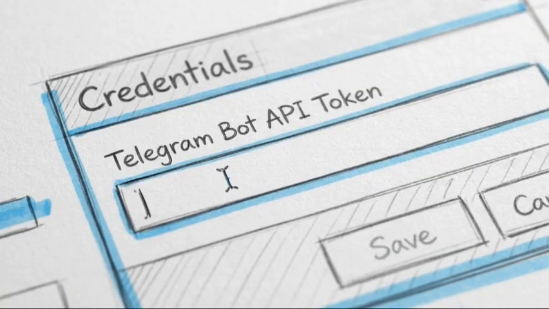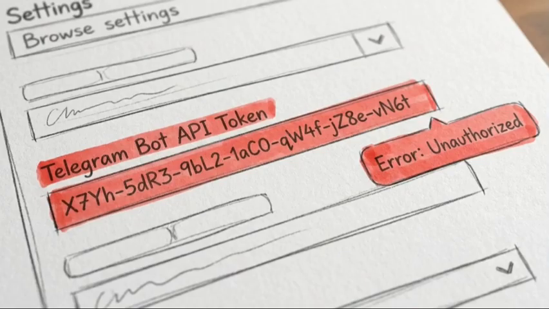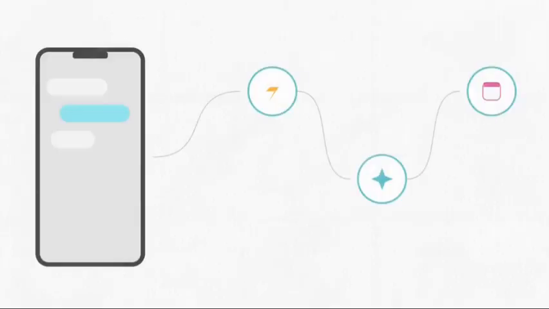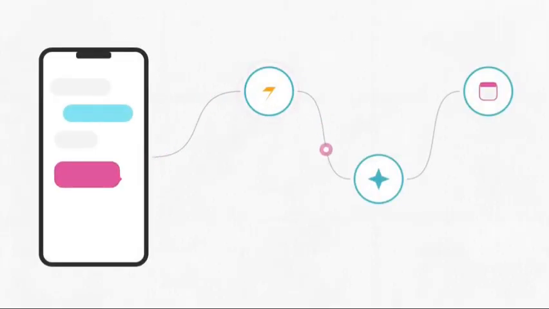Now, input your Telegram API connection credentials. Incorrect authentication here is the most common reason these builds fail to start. Look for the verification status in the node settings to confirm that Telegram is successfully communicating with n8n. Establishing this connection allows your messaging app to function as a command center for your automation.